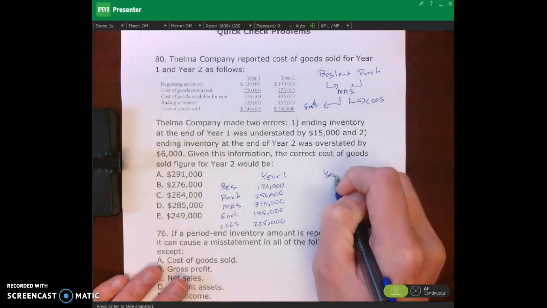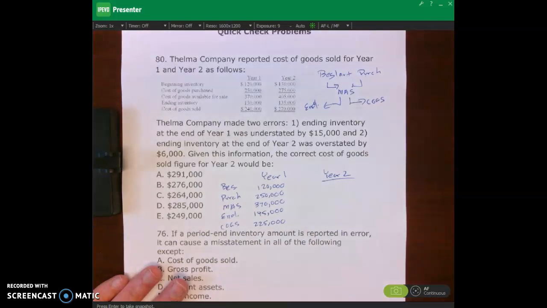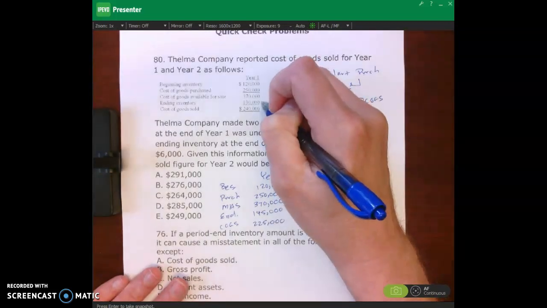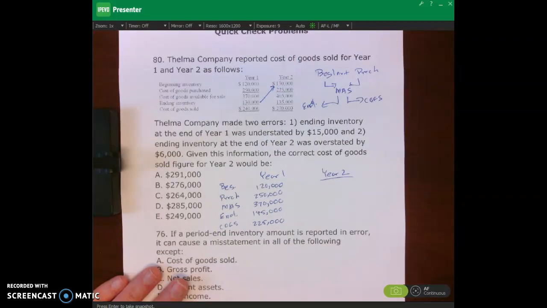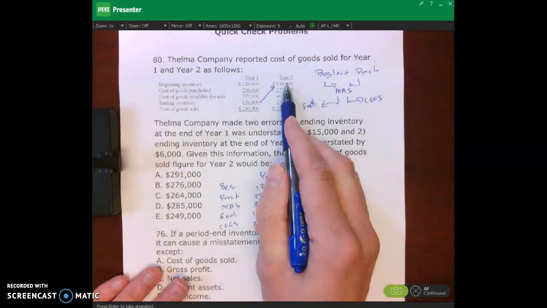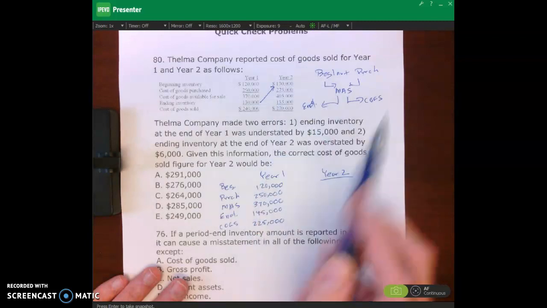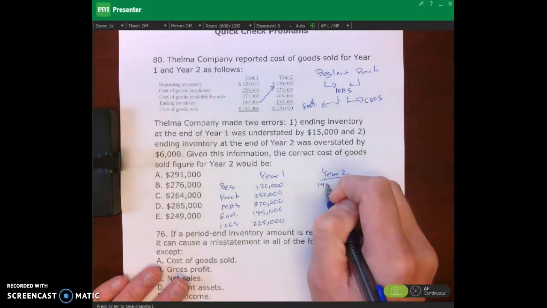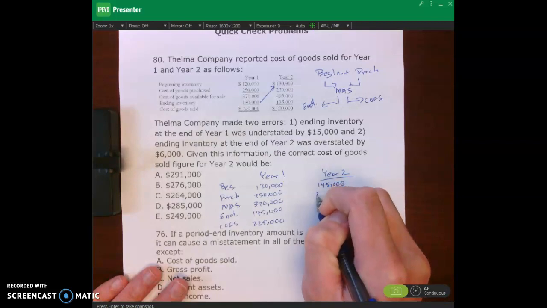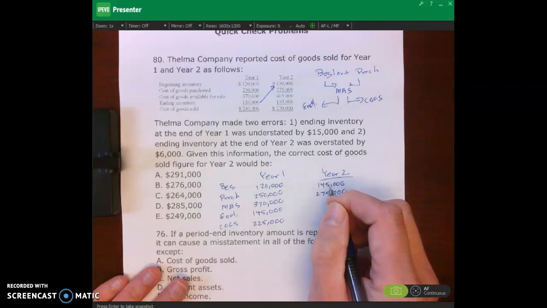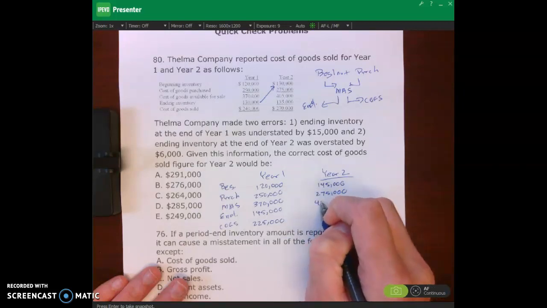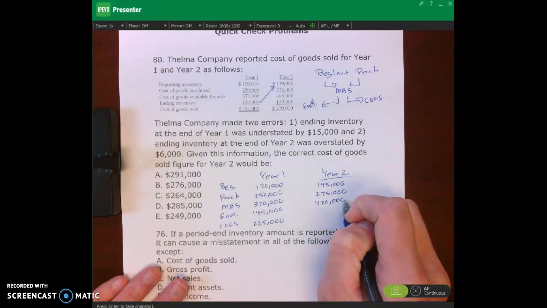Now I can do the same thing over here for year 2. What happens with year 2 is that ending for year 1 becomes beginning for year 2. So I have my beginning again. It's not 130 like it is up in the figure. Now it's 145. I see nothing with purchases changing, so it stays constant at 275. I add those two together. That gives me my merchandise available for sale, 420.